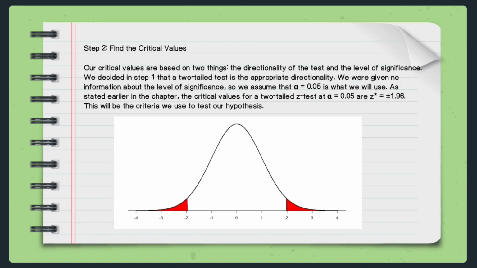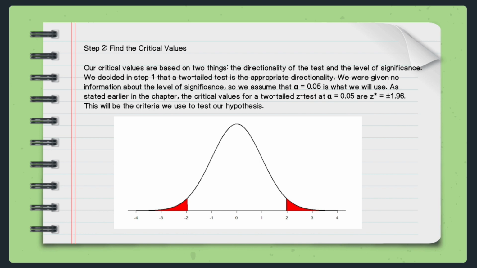Step 2. Find the critical values. Our critical values are based on two things, the directionality of the test and the level of significance. We decided in step 1 that a two-tailed test is the appropriate directionality. We were given no information about the level of significance, so we assumed that the level of significance is 0.05. That is what we will use.